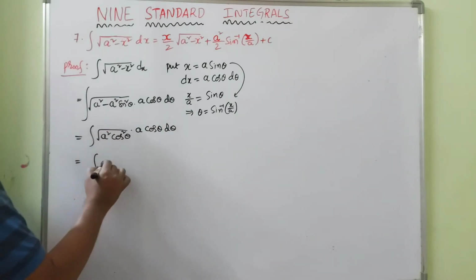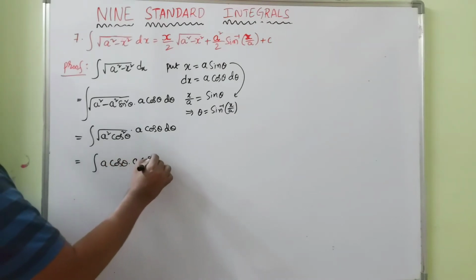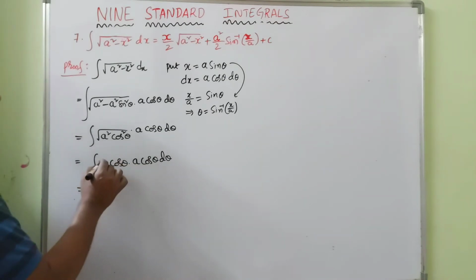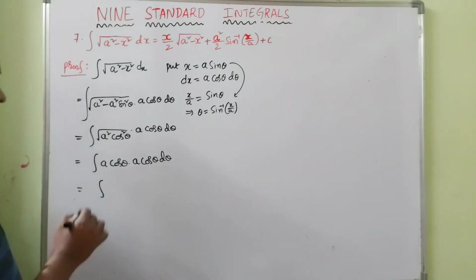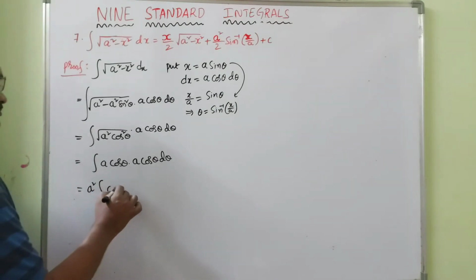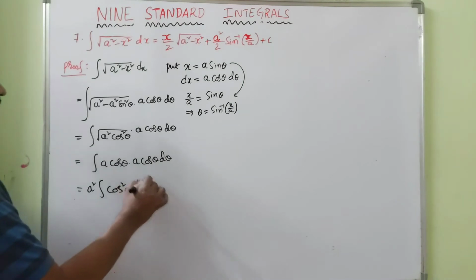Now apply root, you will get a cos theta into a cos theta d theta. Multiply these two factors, you will get a square cos square theta. a square is a constant, so write outside, cos theta into cos theta, cos square theta.